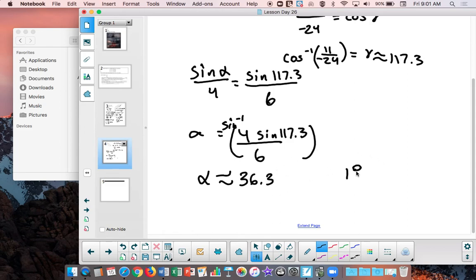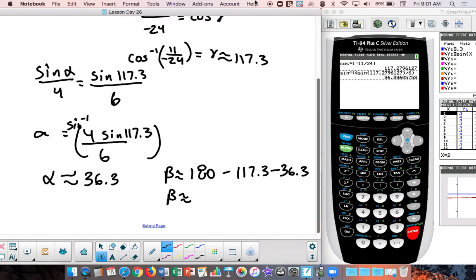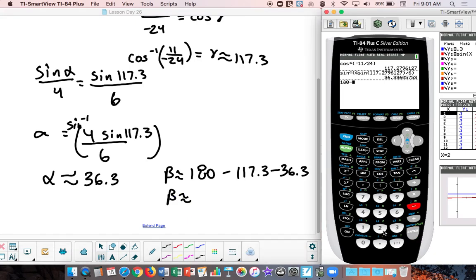And then we're going to take 180 and subtract our two angles. Again, I am not approximating. I'm writing the approximate on here, but I am not going to approximate until I type it from my calculator. So we're going to take 180, move that over. 180 minus, bam, and we get that it is about 26.4.